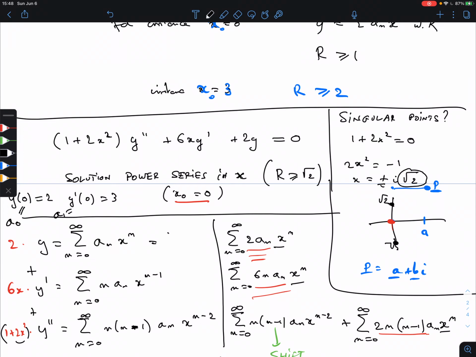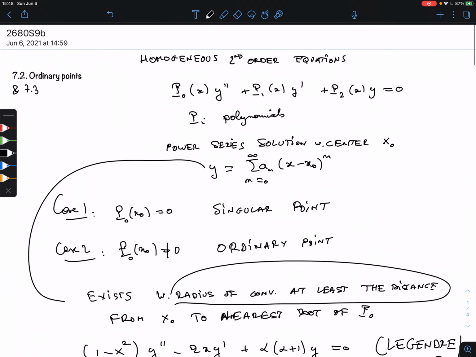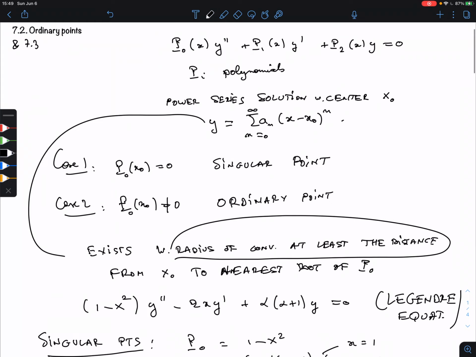So this is something that we always have, and let me write this here: y of x0 will be just a0. x0 is the center, right? That will be where we take the initial conditions. That's the reason why we call these initial conditions. And y prime of x0 will be a1. That's always going to be the case. This is just the way we set up everything.